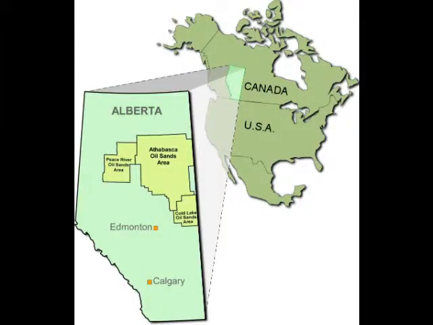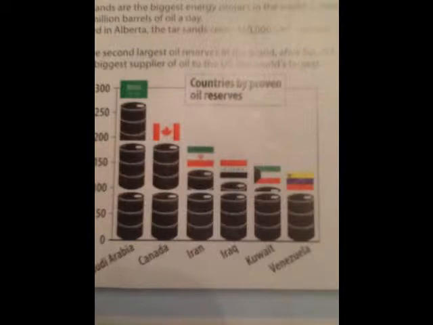First, I like to start off with the basics: the who, what, where, and why. So, the first question you'll probably see on the test would probably be, where are the tar sands located? Canada. Where in Canada? Alberta, Athabasca, Cold Lake, and the Peace River. Other countries: Saudi Arabia, Iran, Kuwait, Venezuela, and Iraq.